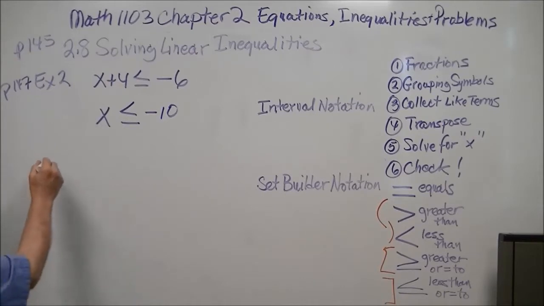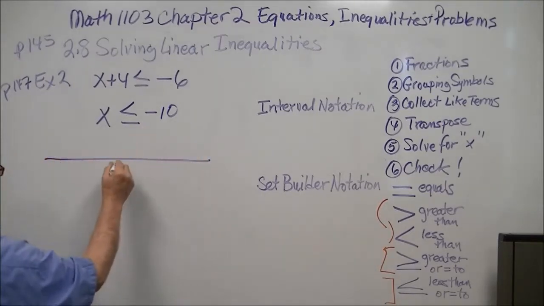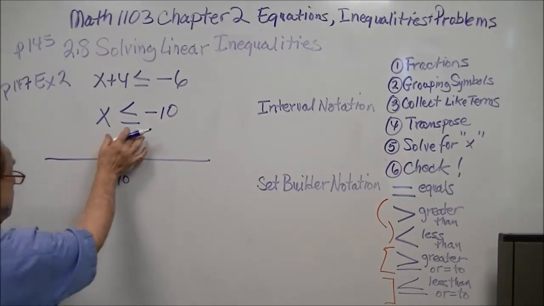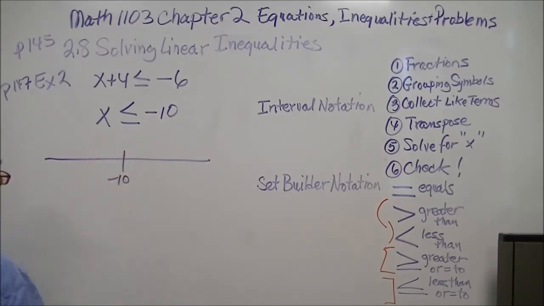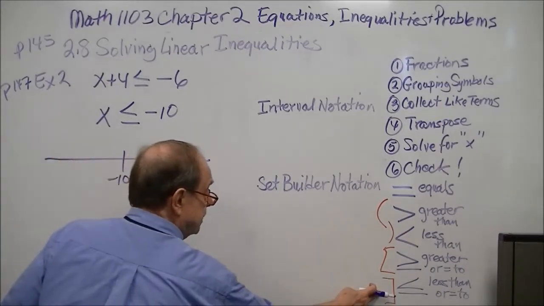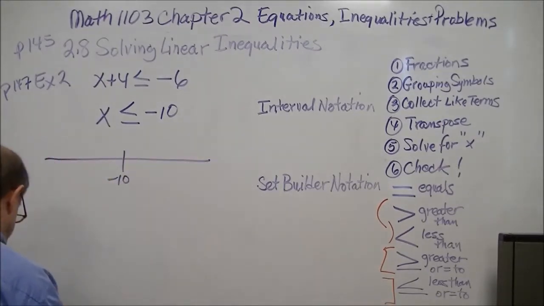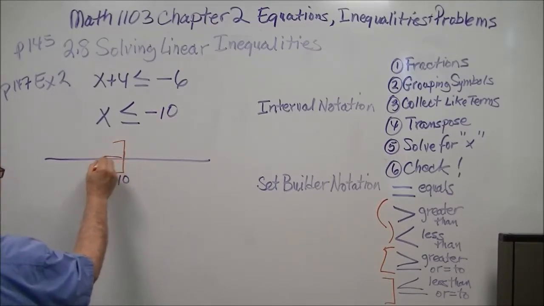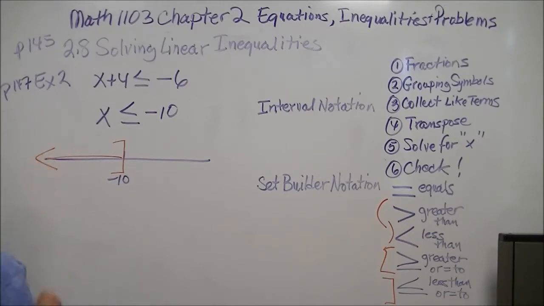So how do we graph it? Again, negative 10 is the number we're interested in. We look at our little chart. What symbol do we use for that? Less than or equal to. Less than or equal to is a bracket that then goes this way, and we extend that. So that's the graph.